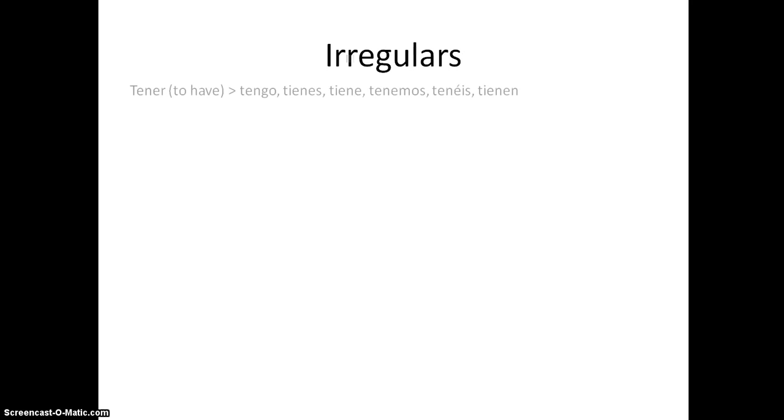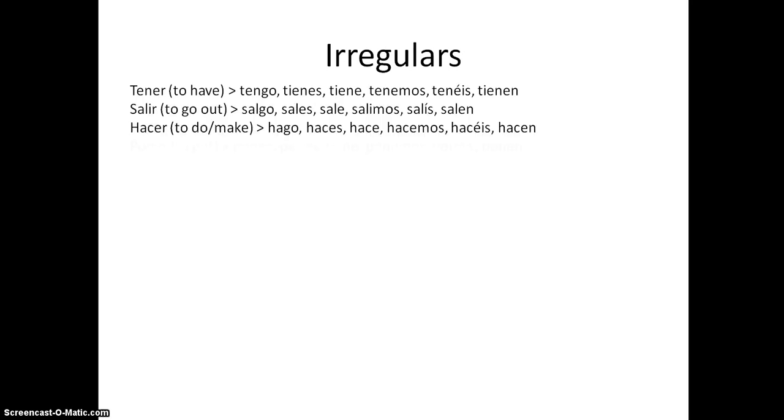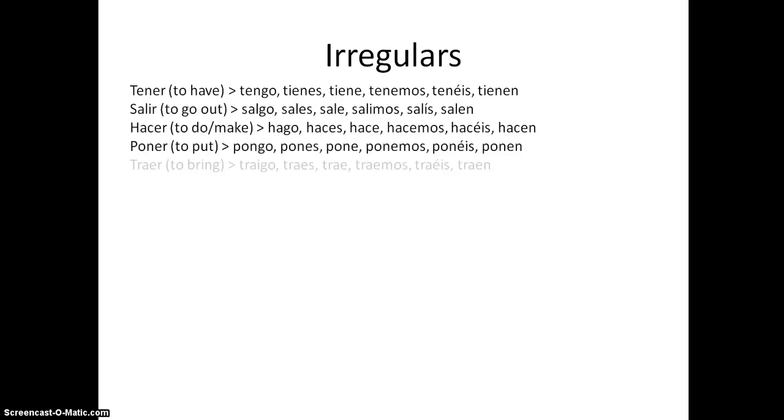So irregulars, now there's a set of irregulars, and these ones are mainly irregular in the first person, so they're similar: tengo, salgo, hago, pongo, traigo. They have a similar first person formation. The rest, apart from the first one, are the same as the regular formations. Just the first person in these last four.